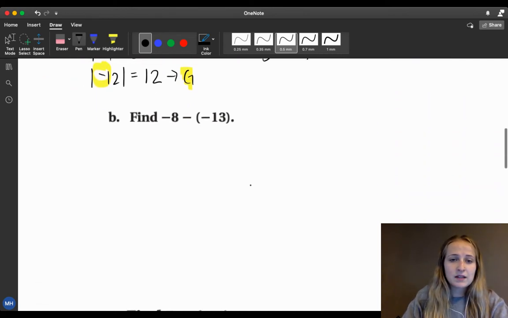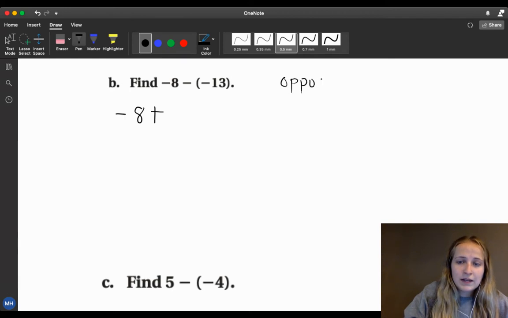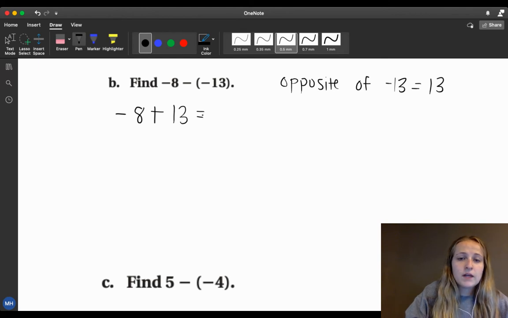Okay, now let's look at example B. Find negative 8 minus negative 13. Okay, let's do the step that it tells us to do. To subtract integers, we need to add its opposite. So I'm going to go negative 8, replace the subtraction sign with an addition sign, and then I'm going to add the opposite of negative 13. And let's think. The opposite of negative 13 is going to be a positive 13. All right? So I add a positive 13. Okay? From there, we have negative 8 plus 13.